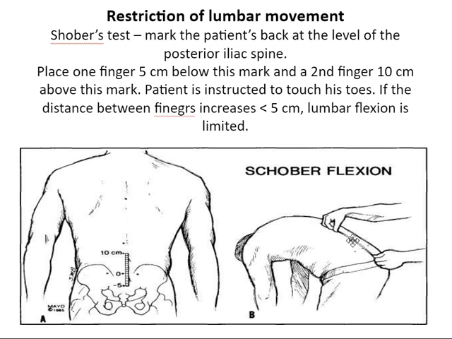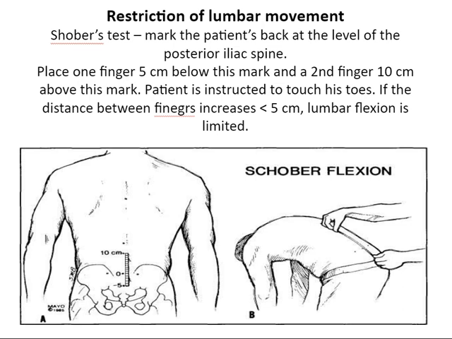See how much the distance is increased between the point 10 centimeters above the posterior iliac spine and the point 5 centimeters below it. If it doesn't increase by more than 5 centimeters, then lumbar flexion is limited. So chest expansion is limited if it is less than 5 centimeters; the normal is greater than or equal to 5 centimeters.